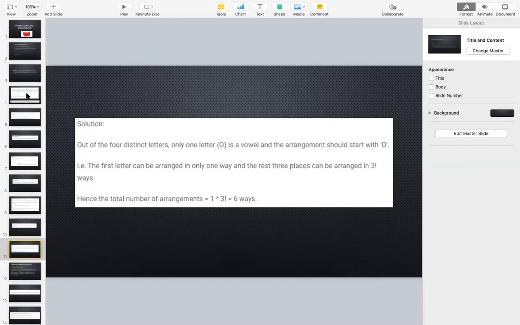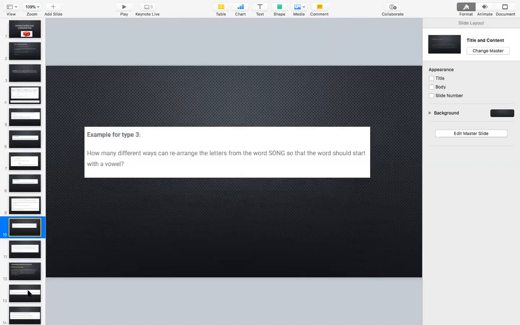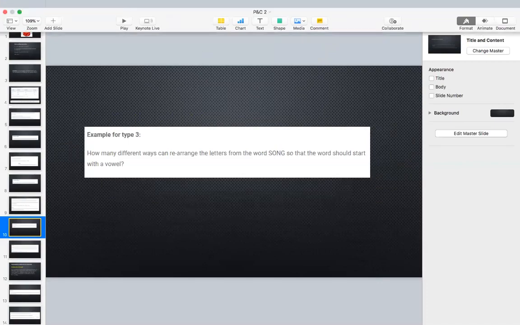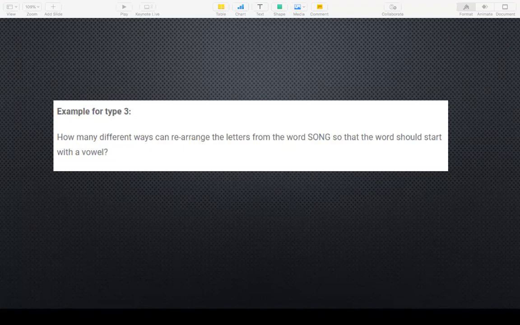Okay, so I'll repeat it once again. No problem. Now, according to the question, the word is SONG, right? It is a 4-letter word. So whatever different arrangements we are going to make, all those arrangements will have 4-letter words, right? It needs to have 4 letters.